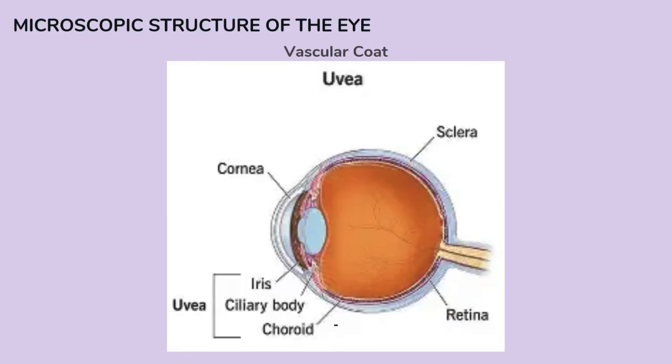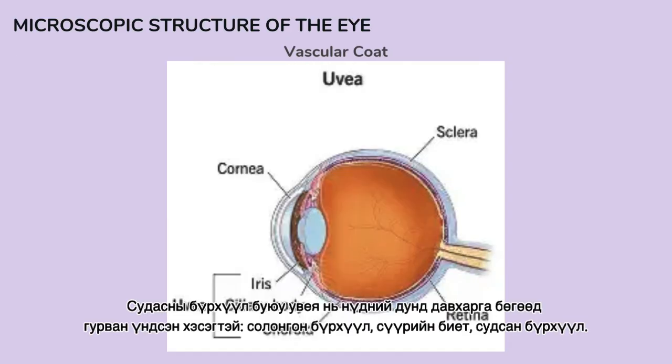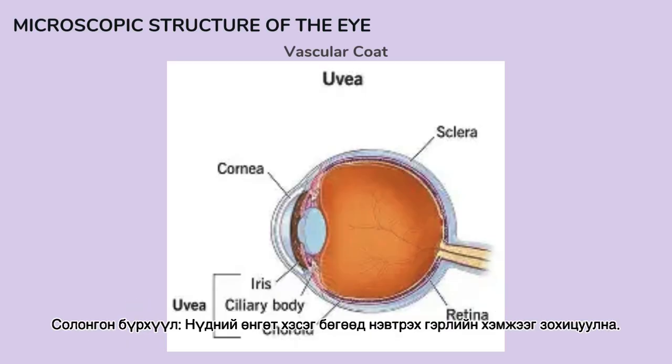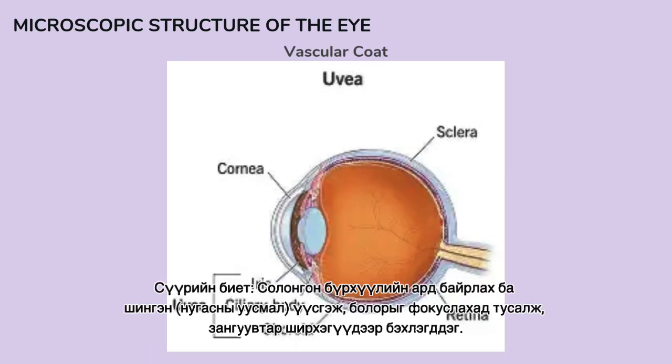So for the next structure, it's the vascular coat, or uvea. It's the middle layer of the eye and has three main parts, which are the iris, ciliary body, and choroid. The iris is the colored part of the eye that controls how much light gets in, and it has two muscles: the sphincter pupillae, which makes the pupil smaller in bright light, and the dilator pupillae, which makes the pupil bigger in dim light.